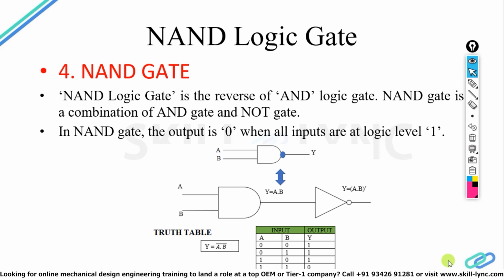Next logic gate, that is the NAND logic gate. So the NAND logic gate is the opposite of the AND logic gate. NAND equals AND plus NOT, or the complemented form of the AND gate is known as the NAND logic gate.